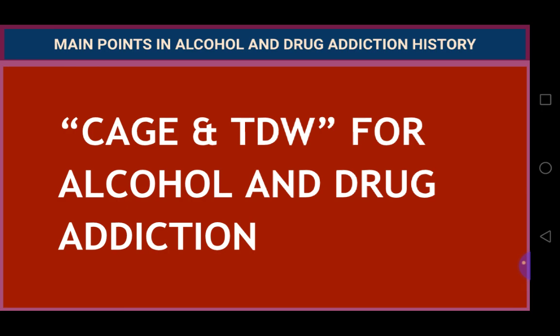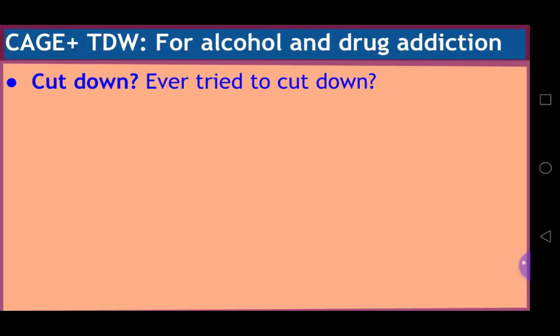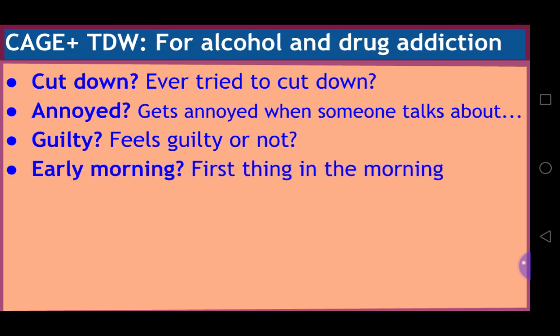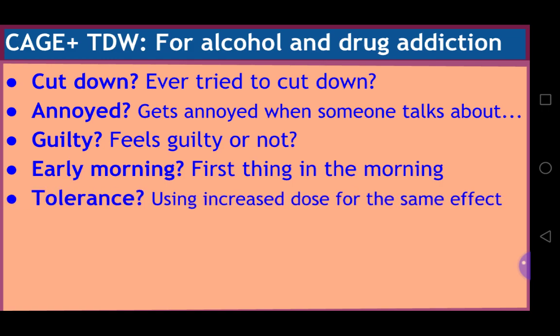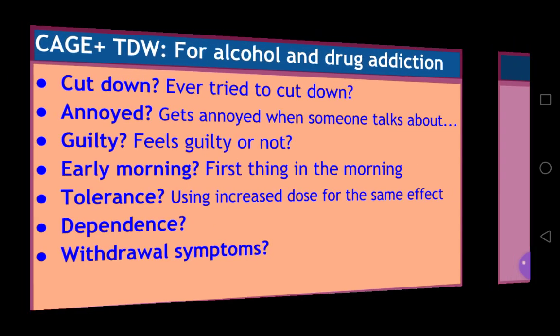Now, some mnemonics about alcohol and drug addiction history. Remember CAGE and TDW questions for alcohol and drug addiction stations. C for cut down, ever tried to cut down. A for annoyed, gets annoyed when someone talks about addiction. G is for guilty or not. E for eye-opener, first thing in the morning to take alcohol or drug to keep going or start working. And TDW questions are tolerance, using an increased dose for the same effect, dependence, and withdrawal symptoms. So very important, CAGE plus TDW for alcohol and drug addiction scenarios.